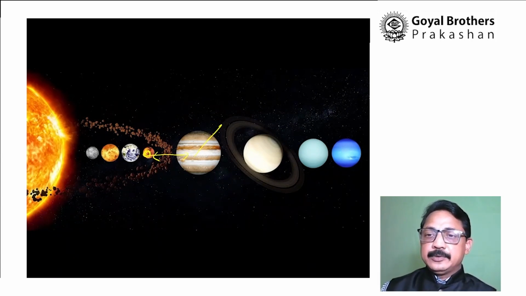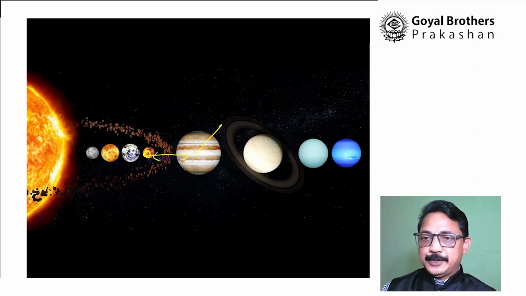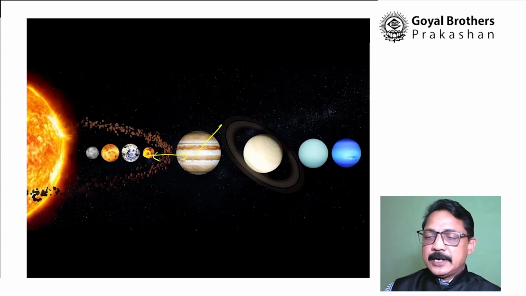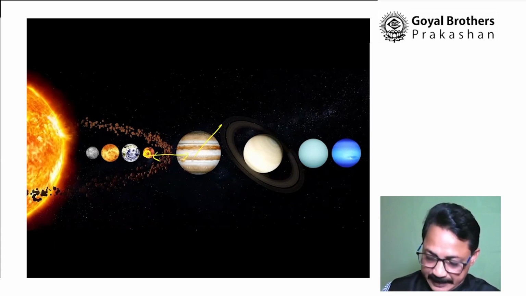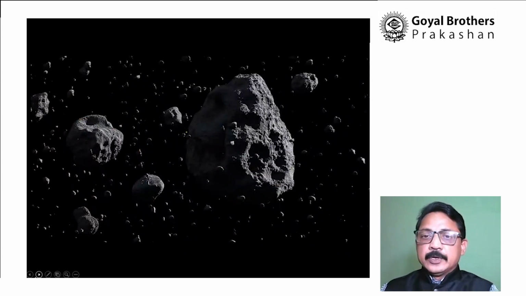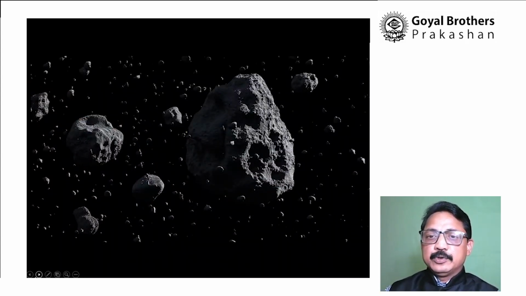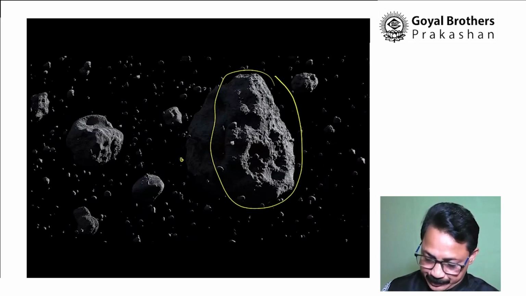Okay, thanks to the moon, dear students, that is revolving around the Earth, it is able to pull these asteroids before they fall on Earth. Anyway, asteroids are many in number, and they are moving in between Mars and Jupiter. Now, this is one of the photographs of those asteroids, as I said, extremely small to very huge in size.